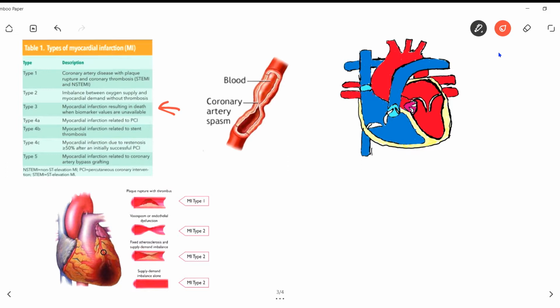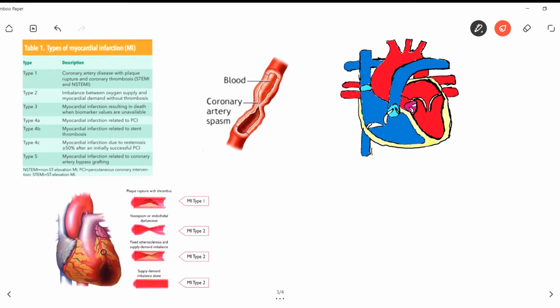Next, we have the type 4 myocardial infarctions. The type 4 myocardial infarctions are split into three different subcategories: type 4A, type 4B, and type 4C. All you have to know about all three of them is that it is a heart attack caused by problems associated with angioplasty. Now, let's talk about the type 5 myocardial infarction.